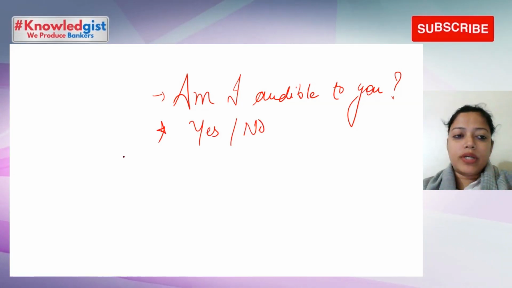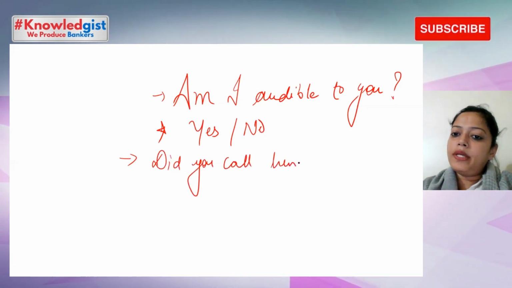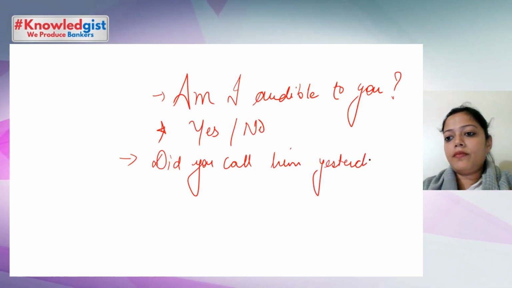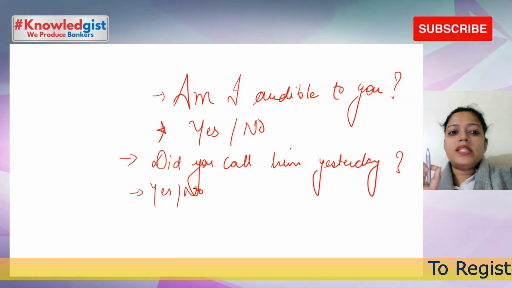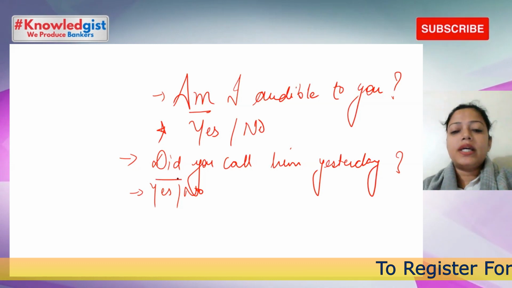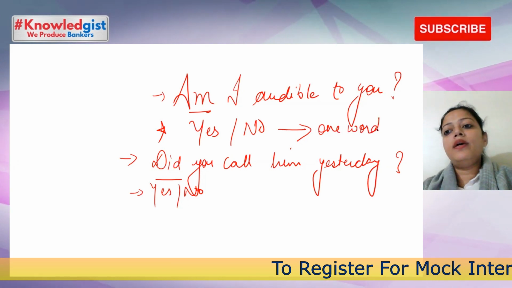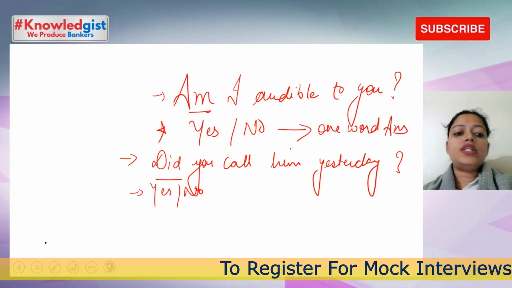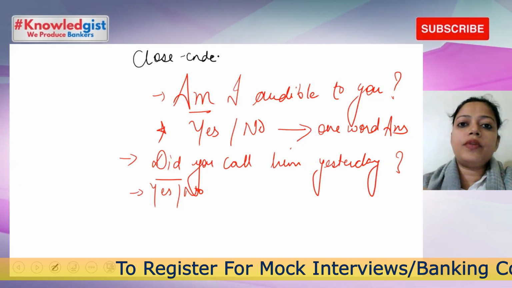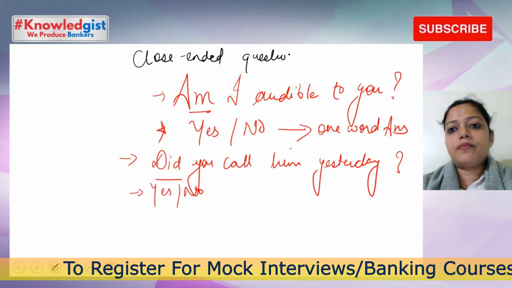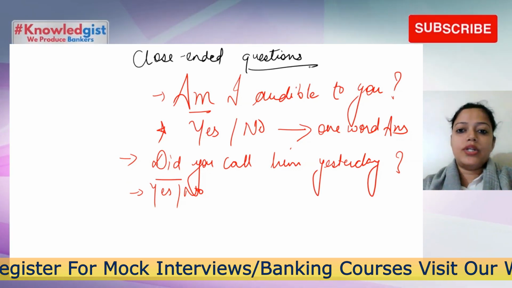If I ask you a question, did you call him yesterday? If you called, you will say yes, otherwise you will say no. It means all the sentences which start with a helping verb have only one word answer, and these questions are called close-ended questions.